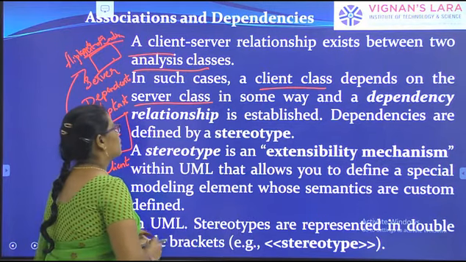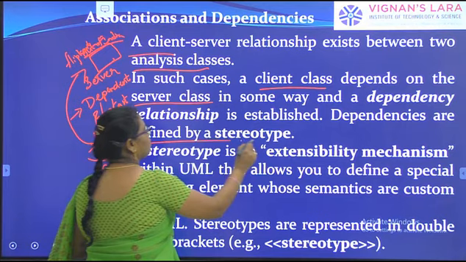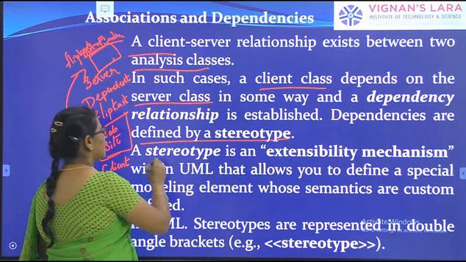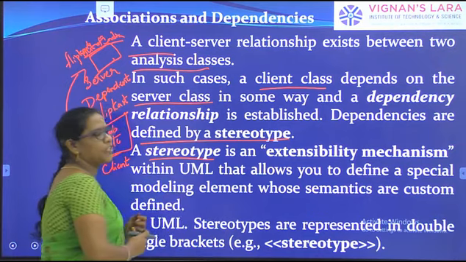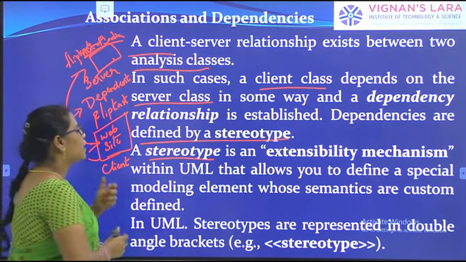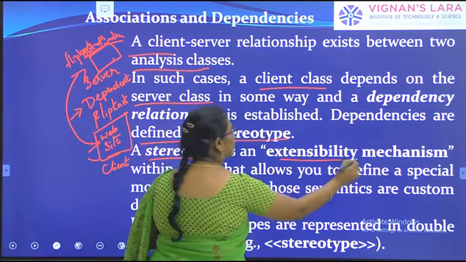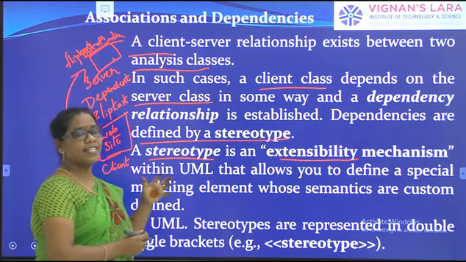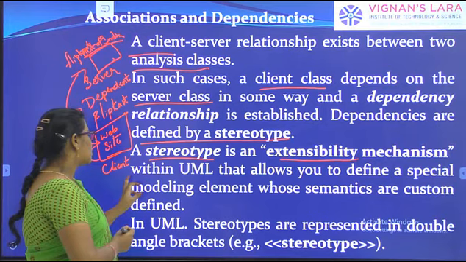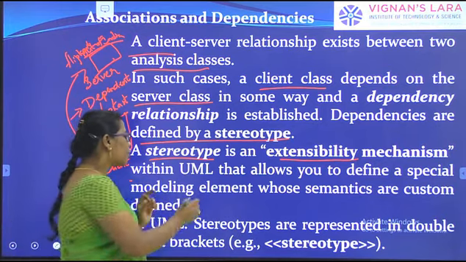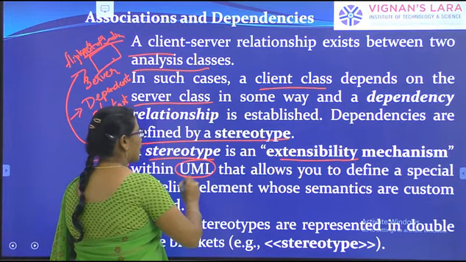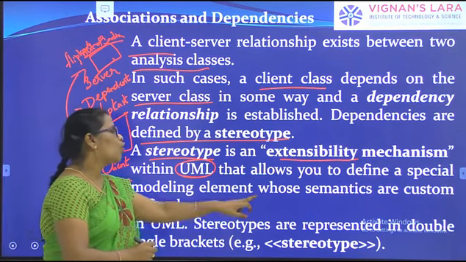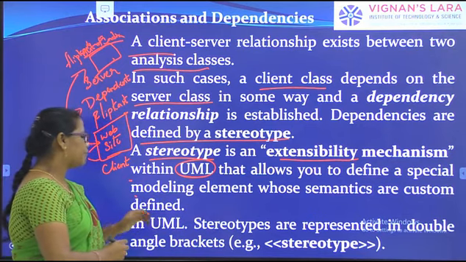Okay. So dependencies are defined by a stereotype. Dependency is a type of stereotype. We call it a stereotype. So what is a stereotype? A stereotype is an extensibility mechanism. That means whatever things we have, we can extend those, within UML only. It allows you to define a special modeling element whose semantics are custom defined.